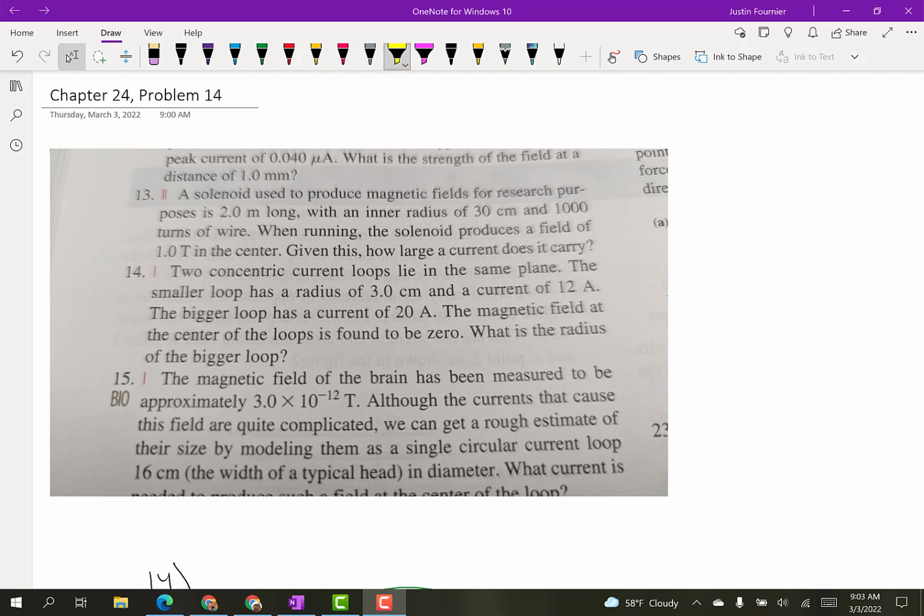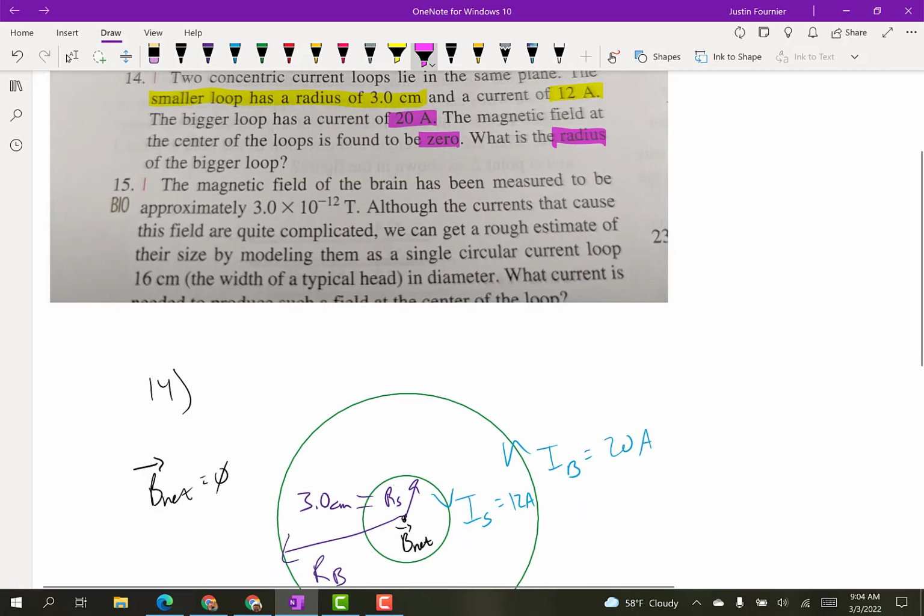Okay, it's on this one, number 14. It says two concentric current loops lie in the same plane. The smaller loop has a radius of 3 centimeters, with a current of 12 amps. The bigger loop has a current of 20 amps. The magnetic field at the center of the loops is found to be 0. What is the radius of the bigger loop? So I'm trying to find the radius of the bigger loop.